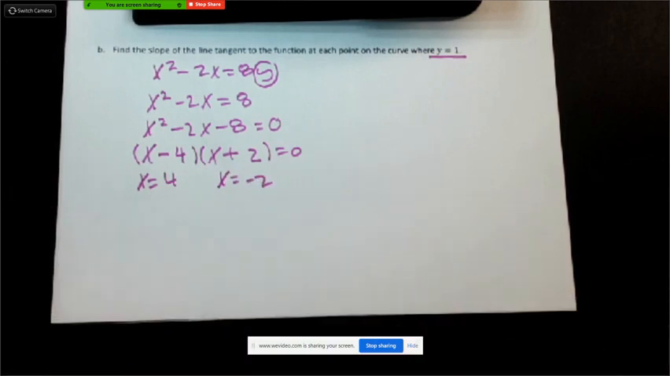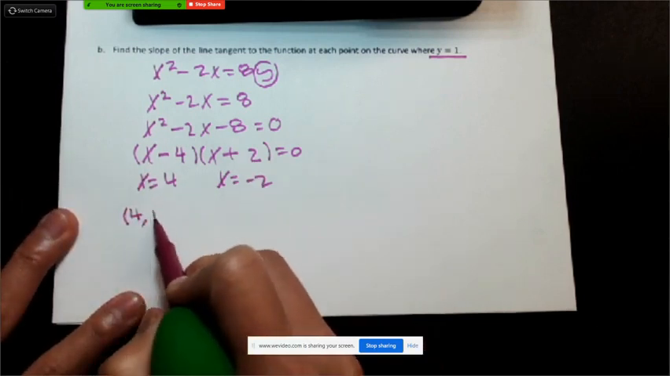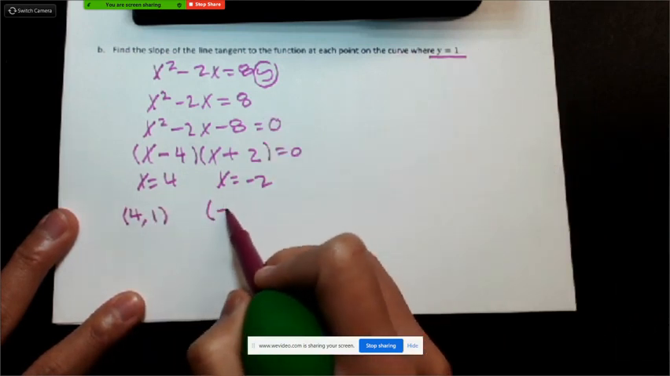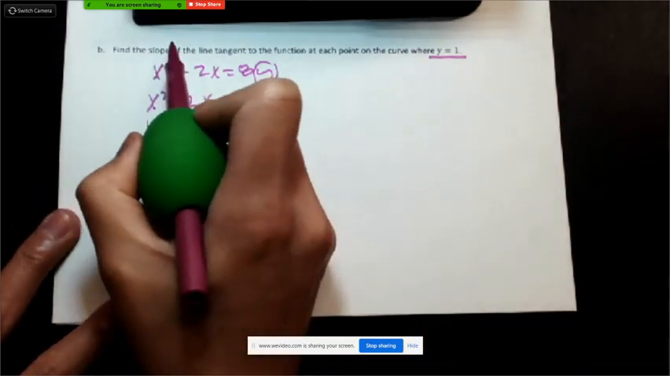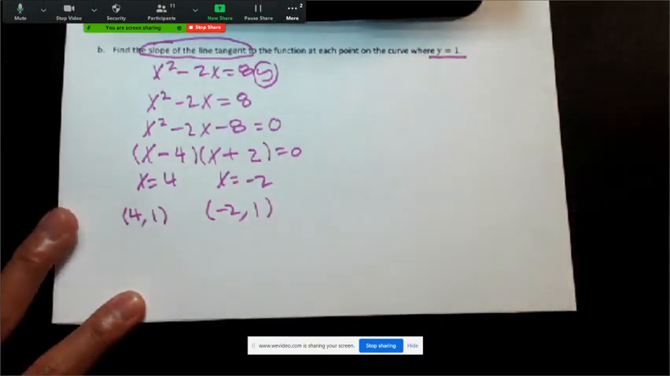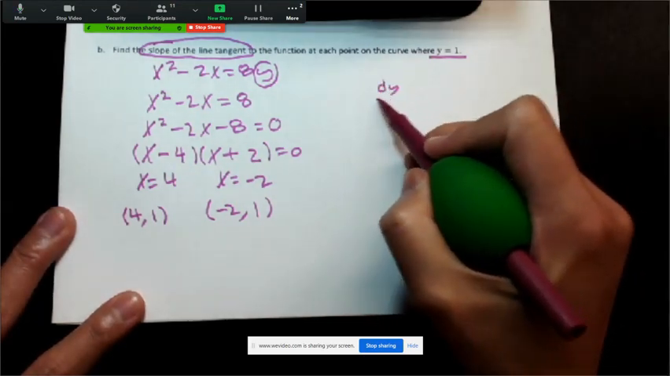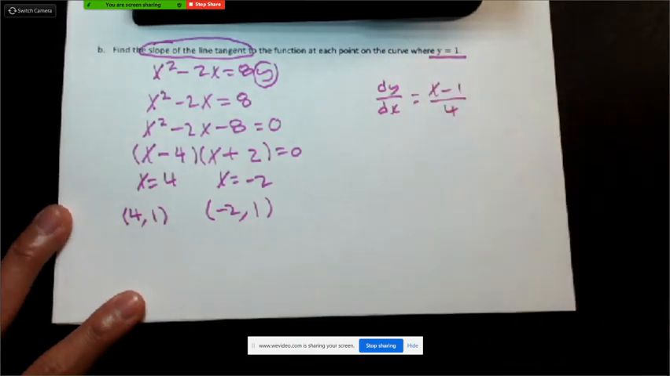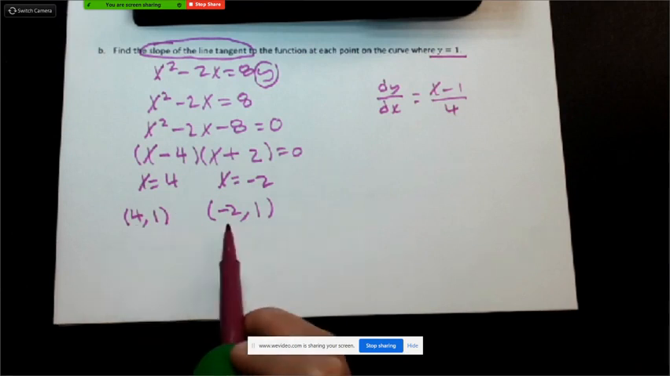Are we okay with that? Okay. So now we know the following. We know our point is going to be at (4, 1), and 1 was already there to begin with. And my second point is going to be (-2, 1). So what I need to do at this point is find the slope of the tangent line, and the tangent line slope is our first derivative. So let's write out the first derivative: dy over dx is equal to x minus 1 over 4. So at this point, all I need to do is plug in the 4, plug in the negative 2.